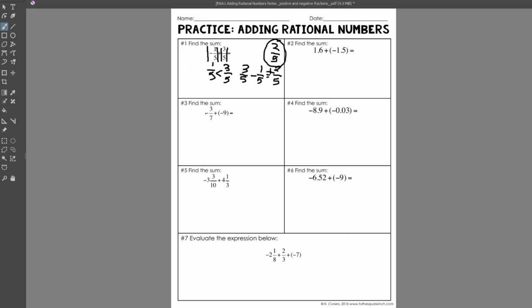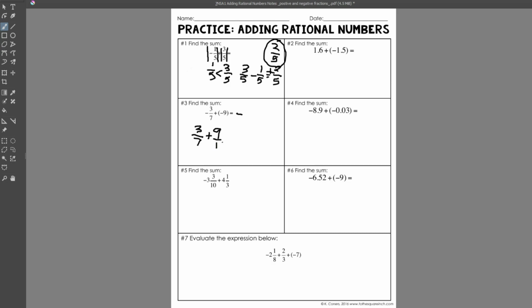Number 3, now we have signs that are the same. So these are both negative numbers. That tells me that my answer is going to have a negative sign in front of it. When you add two numbers that have the same sign, it's actually quite easy. You're simply going to add the absolute values of those numbers. Remember that absolute value is always going to be positive, so these are positive now.